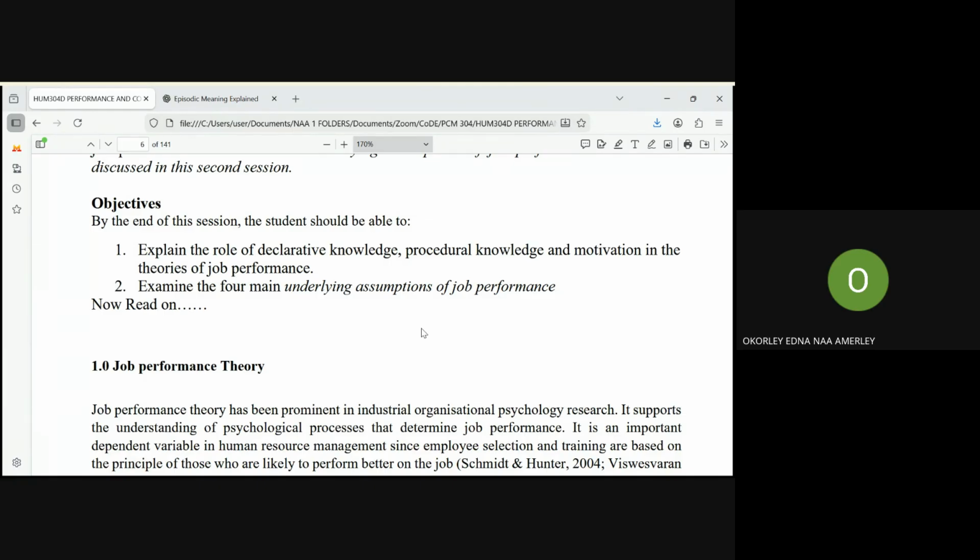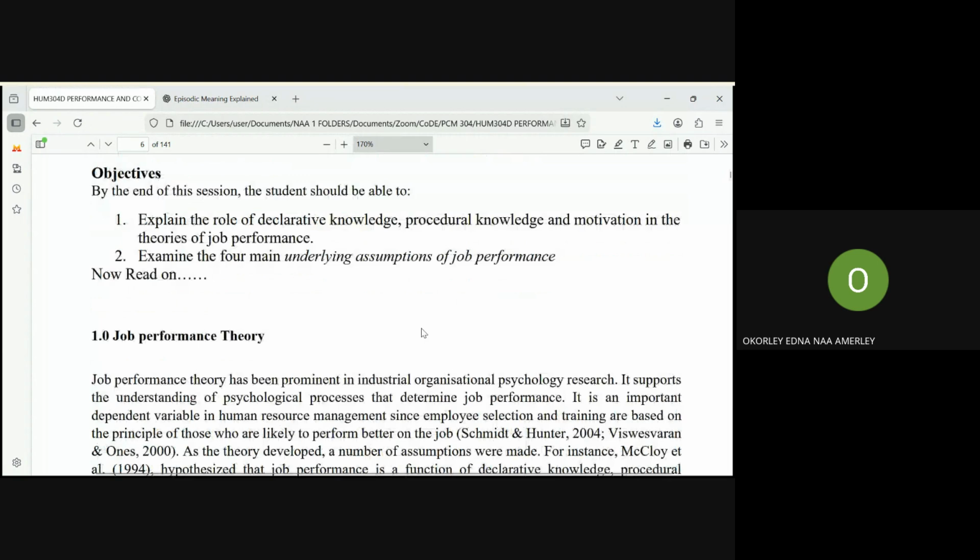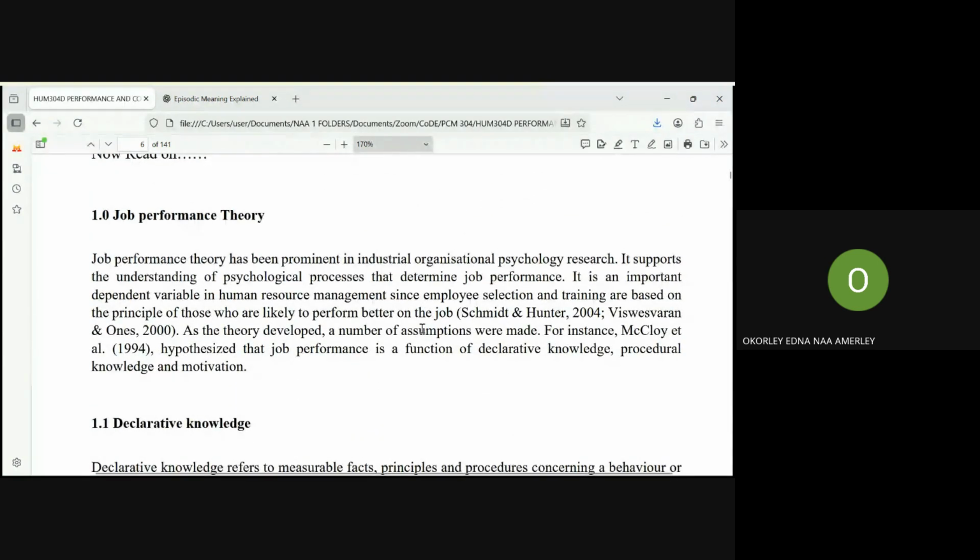And then we will be looking at 4 main underlying assumptions of job performance. You should be able to examine them against each other or distinguish between them. Right. So, job performance theory. There have been different people who have come up with the fact that, to do a job, you need to understand the psychological processes of doing the job.